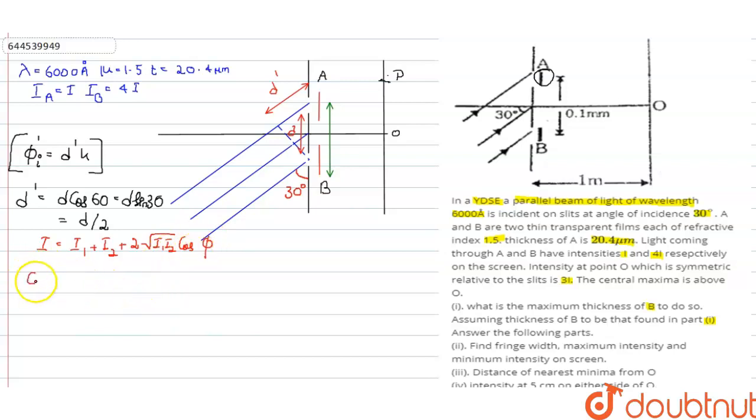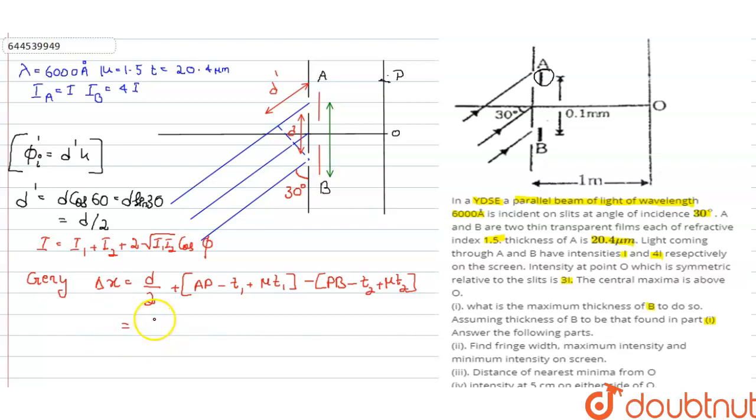So for a general y, we can write the delta x as d by 2 plus AP minus T1, which is the thickness of the slit A, plus mu T1, minus PB minus T2 plus mu T2.